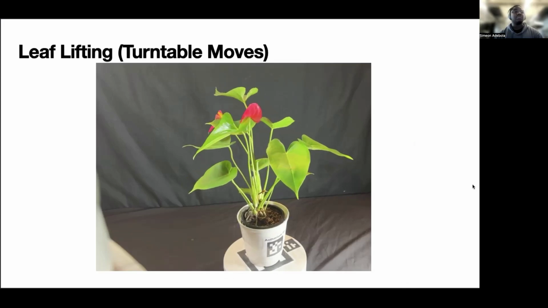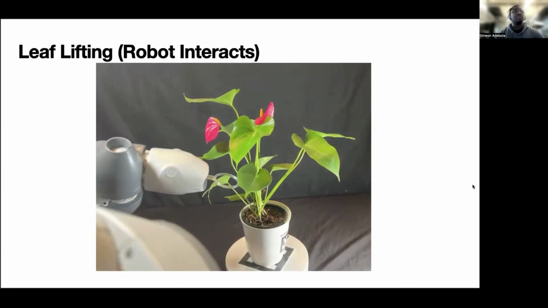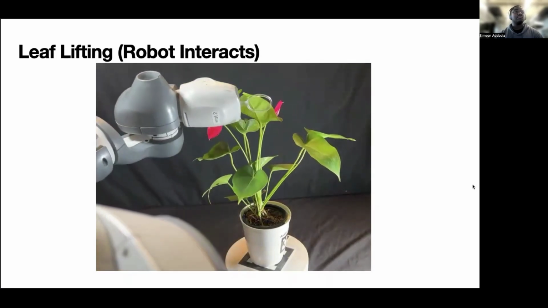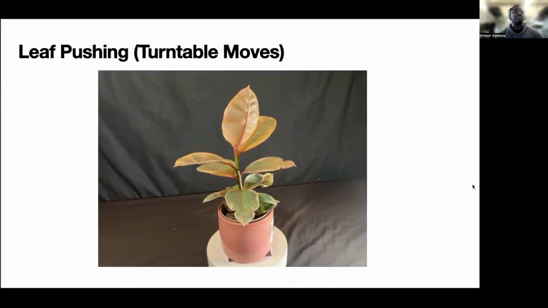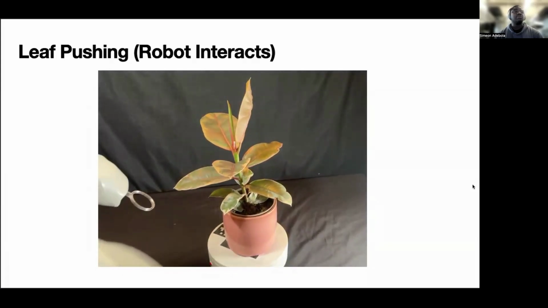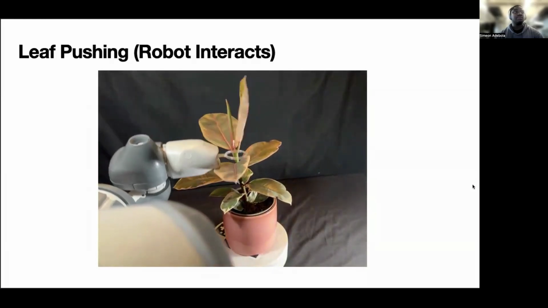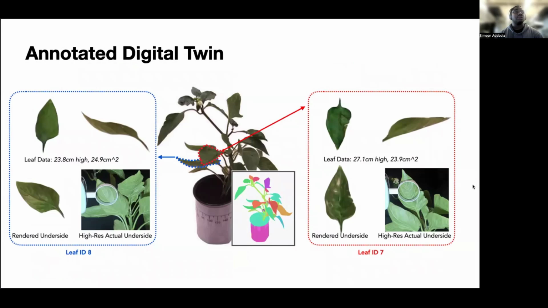Here we see an example of the turntable turning the leaf to align with the robot for leaf lifting. Here we see an example of the robot lifting the leaves. Here we see an example of the turntable turning the leaf to align with the robot for leaf pushing. Here we see an example of the robot pushing the leaf. We show images of the leaves before and after robot interaction. We combine results from previous steps into a single indexable model.